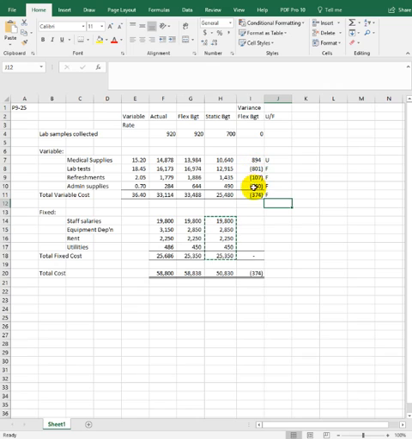We can do the same calculation down here. We can just copy that and put it here, and then carry it down. So once again, this is an unfavorable variance. This is neither favorable nor unfavorable. And this is an unfavorable variance as well. And this is an unfavorable variance. Overall, the total cost was slightly favorable, which means that our actual cost was slightly less than the flex budget would have predicted.